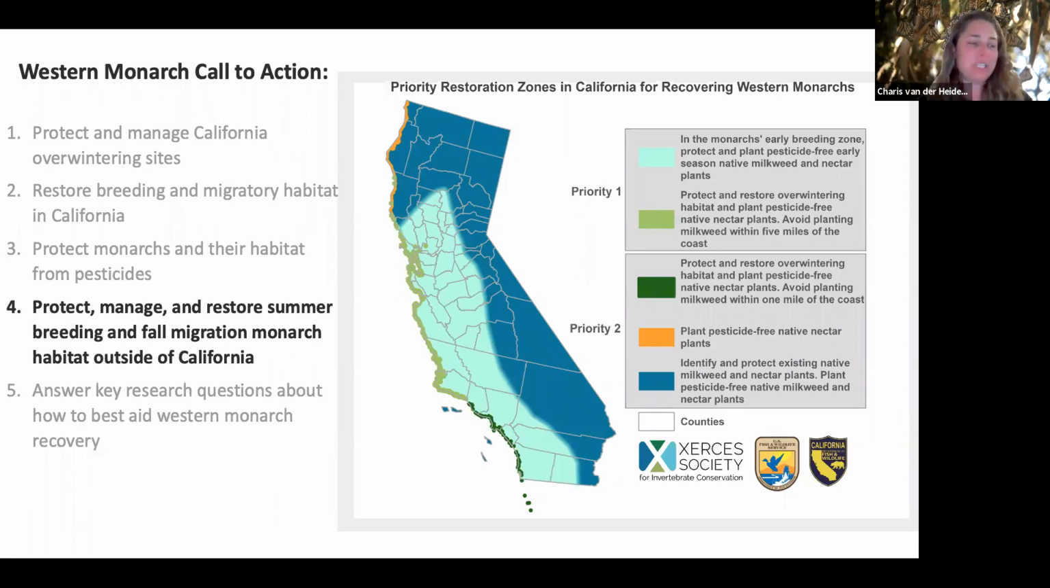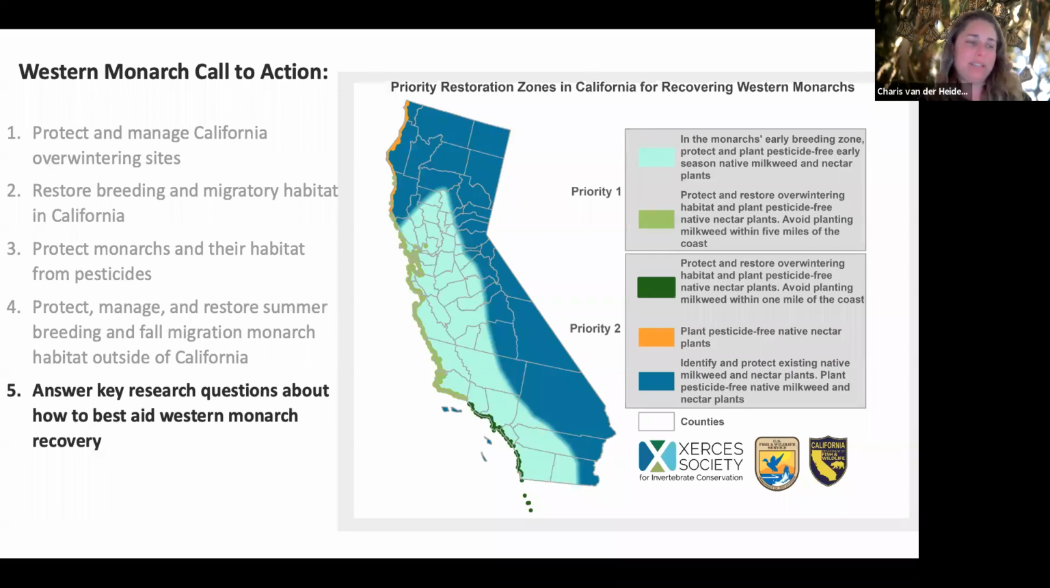Number 5, answer key research questions about how best to aid the Western monarch recovery. So this is something very tangible that you guys can participate in right now. There's the Western Monarch Mystery Challenge. If you see a monarch, you take a picture, even if it's a blurry picture, and you post it to their website and their email. Just Google Western Monarch Mystery Challenge.